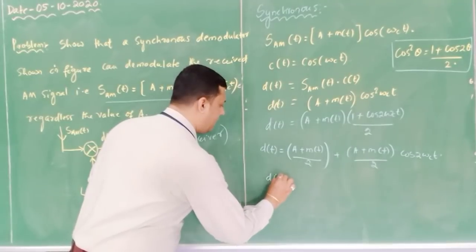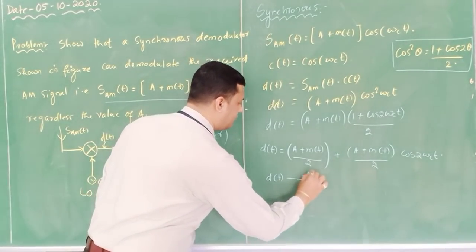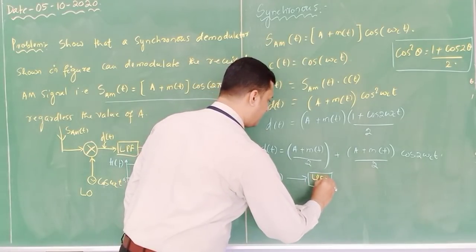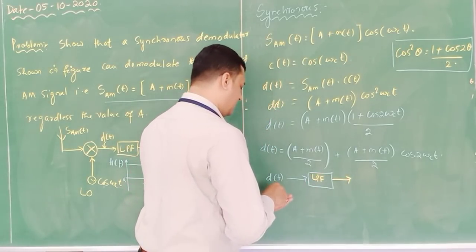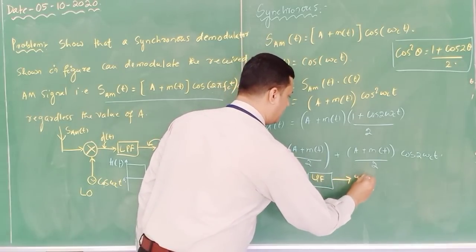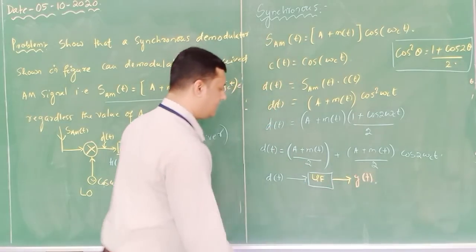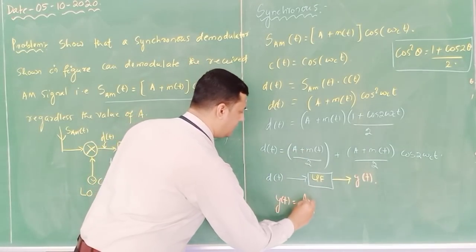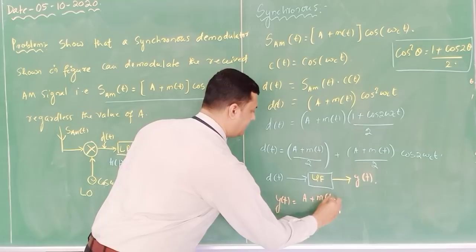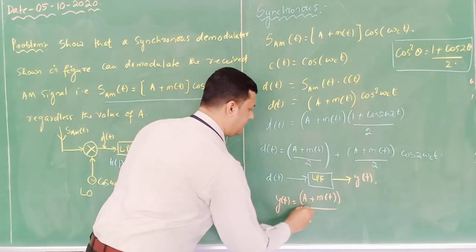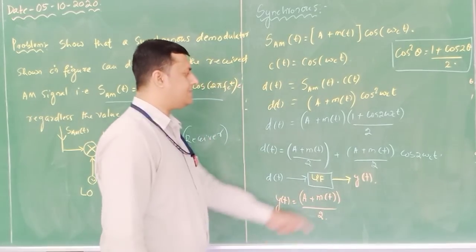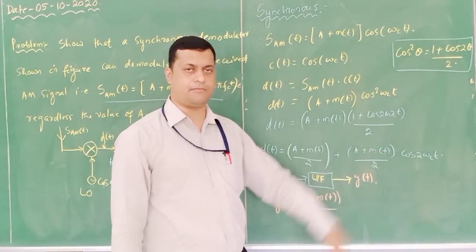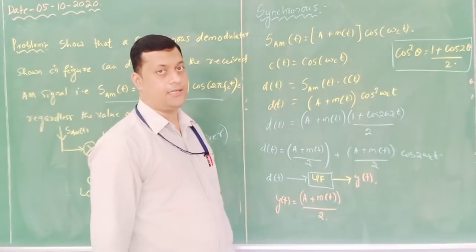Now this d of t is provided to the low pass filter. From the low pass filter we will get y of t. This y of t is equal to (A plus m of t) divided by 2. And this is the higher frequency component, the higher harmonic component, which will be suppressed by the low pass filter.